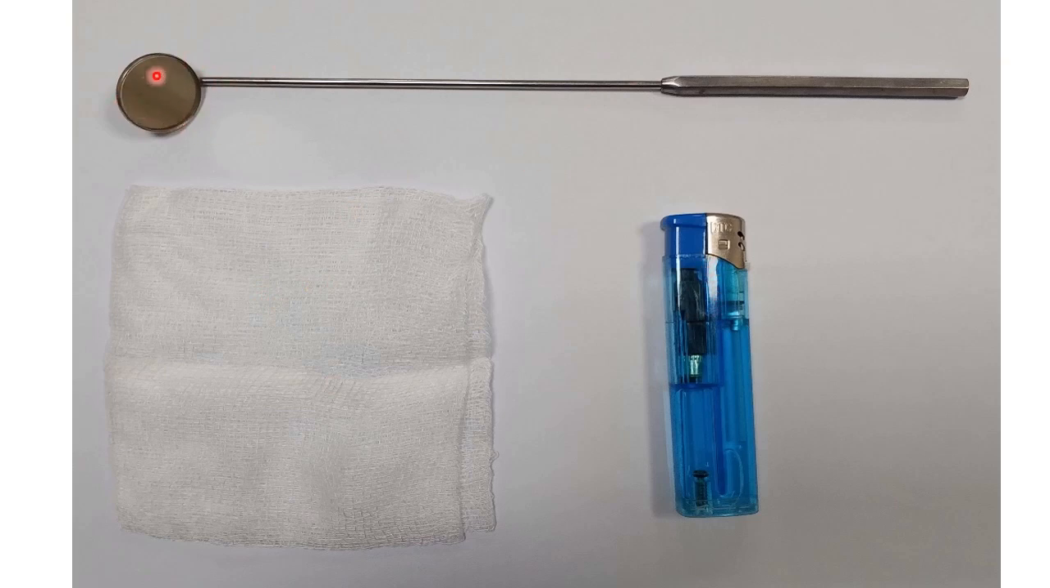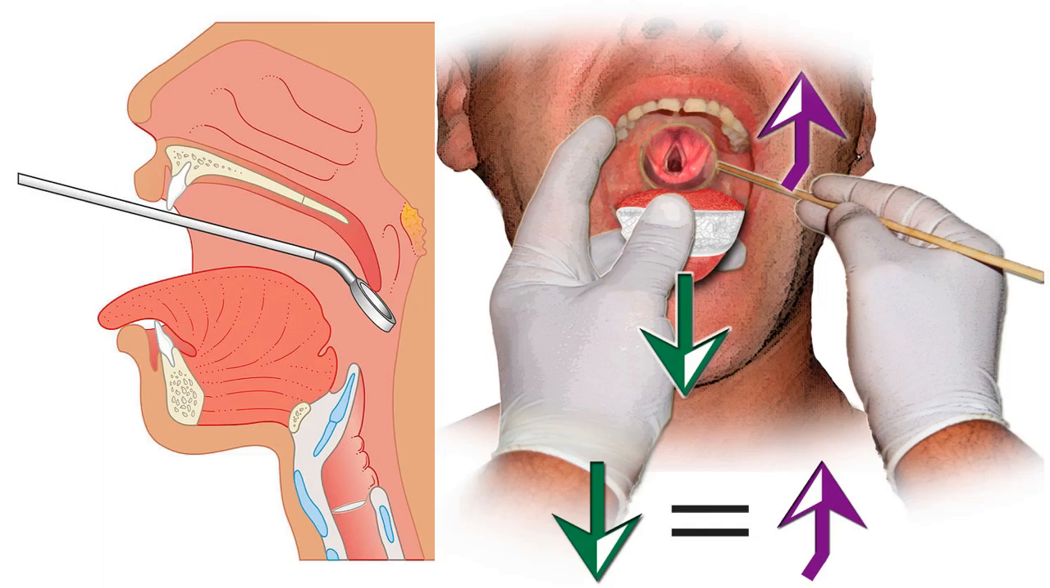We heat the mirror side and check the back side on the back of our hand, and then we show it to the patient to reassure the patient that it is not too warm. So the tongue is pulled out with the help of the middle finger and the thumb, while the index finger is used to retract the upper lip.